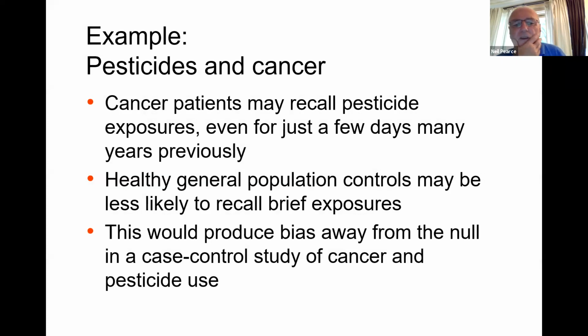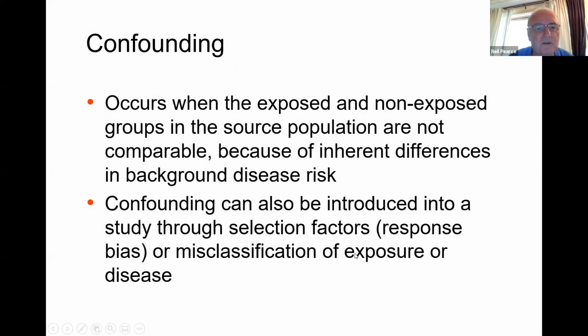An example of differential information bias: I mentioned before that cancer patients may recall pesticide exposure, even if they just had a very small exposure many years ago, whereas healthy general population controls may be less likely to recall brief exposures. And this would produce a bias away from the null in a case control study of cancer and pesticide use.